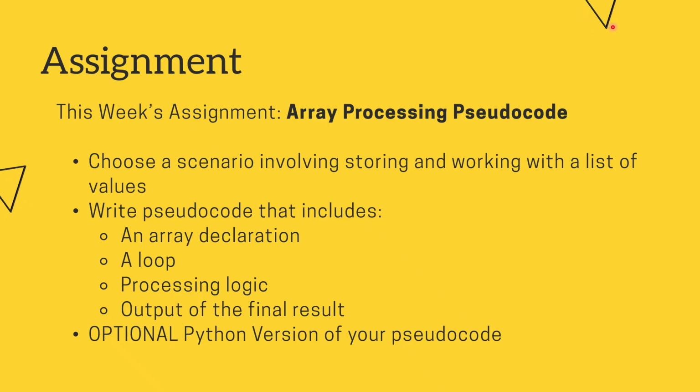Okay, so for this week's assignment, you're going to demonstrate your understanding of arrays by writing pseudocode that stores and processes multiple values using a loop. You're going to choose a scenario that involves storing and working with a list of values. So it could be daily temperatures where you're storing 7 temperature values, then you're going to calculate the average.